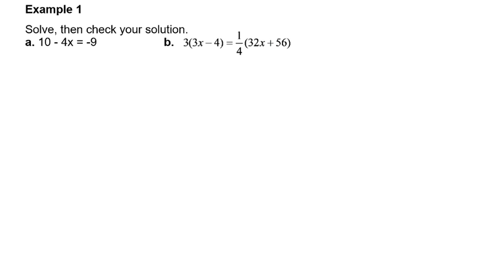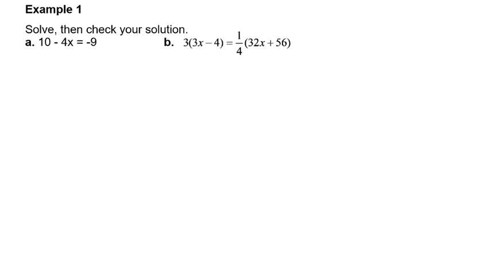In this video, we're going to practice solving some equations that have the variables sometimes on both sides. So if we take a look at our first example, we have two little examples in there, and we're going to be solving and then checking our solution. So in our first example, we have 10 minus 4x equals negative 9.